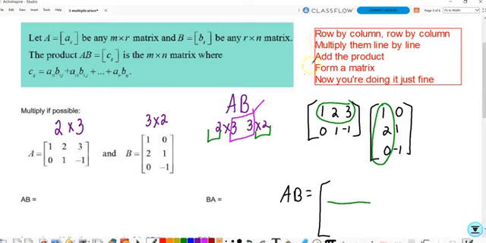And so the song goes like this: row by column, multiply them line by line, add the product, form a matrix, now you're doing it just fine.